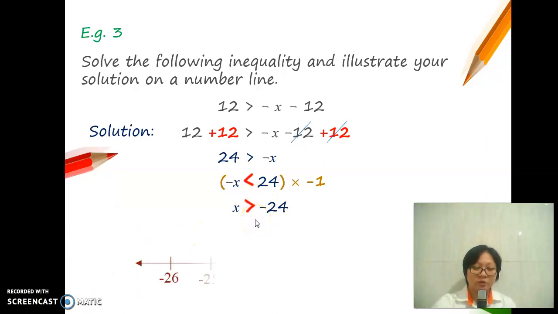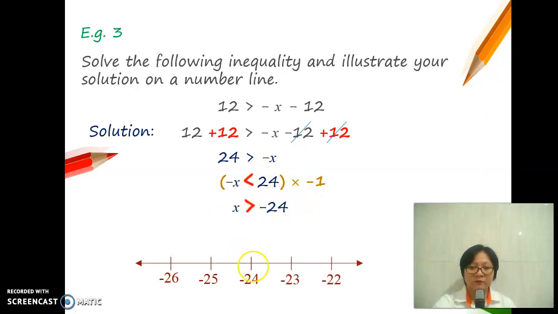Now illustrate the solution on a number line. Take a look at the number on the right side of the inequality sign, -24. Use an open circle, and then the inequality symbol looks like an arrowhead pointing to the right. So the solution is on the right side of the number line here. You can check by picking a number on the shaded region and use it to calculate the inequality, whether it's true or not.